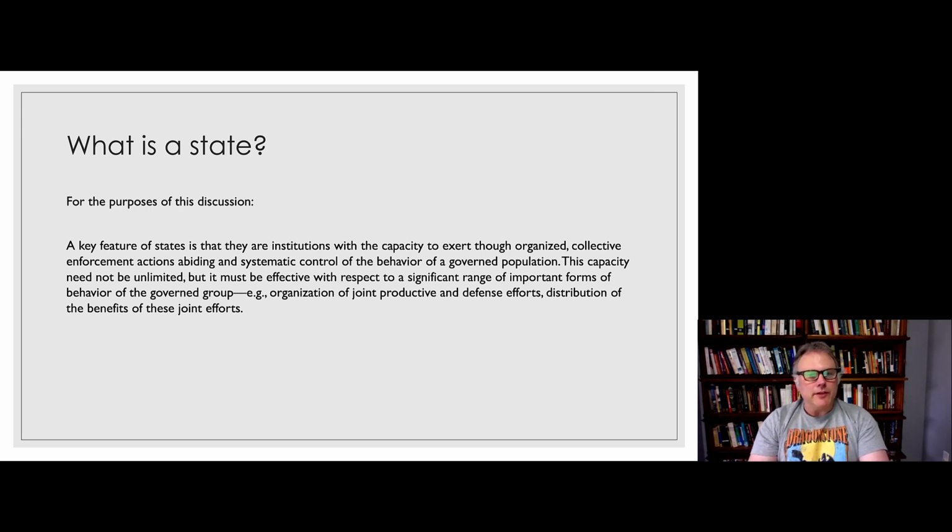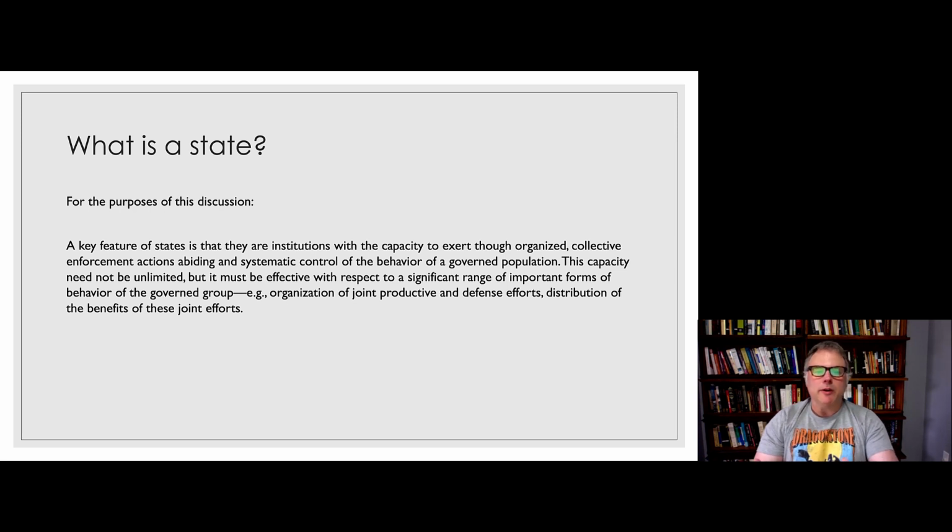For the purposes of this discussion, I think we should hone in on one key feature of states. This isn't necessarily an exhaustive description of what a state is, but here's a distinctive feature that I think is important for this discussion. Namely, states are institutions with the capacity to exert, through organized collective enforcement actions, the abiding and systematic control of the behavior of a governed population.